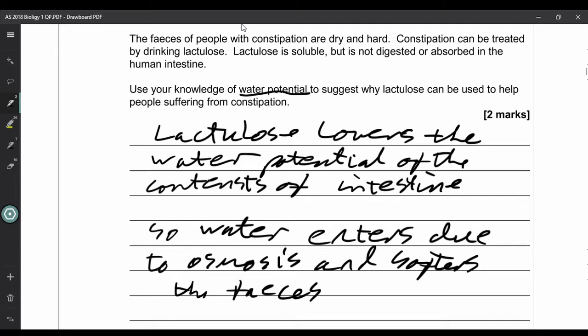Now, during the exam, some students got confused about lower and high water potentials and which direction the water moved during osmosis, and by adding a solute, whether that lowers or raises water potential. So just remember, by adding a solute, that lowers the water potential, which makes it more negative, and osmosis makes water go from high water potential to a lower one.